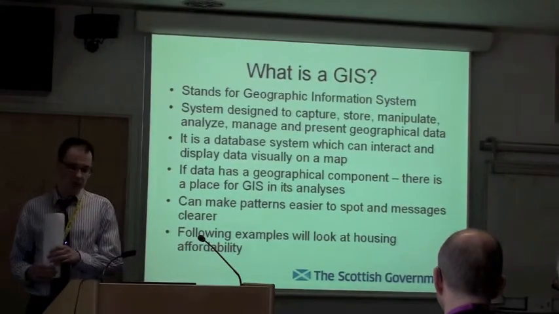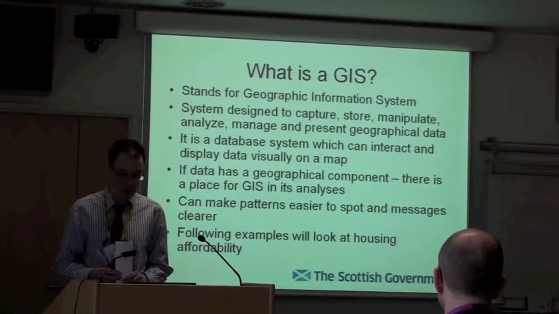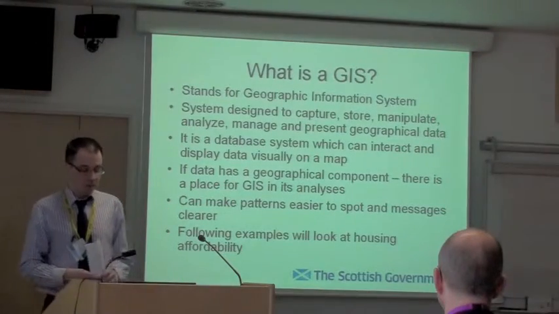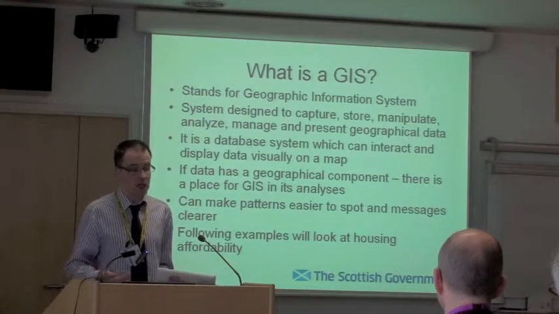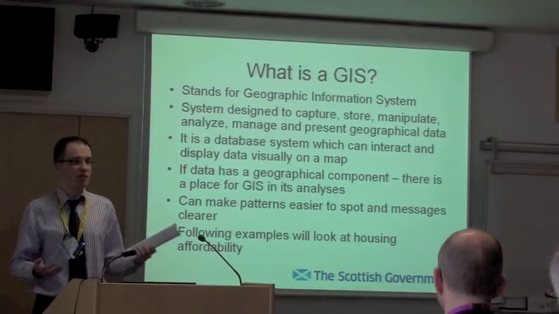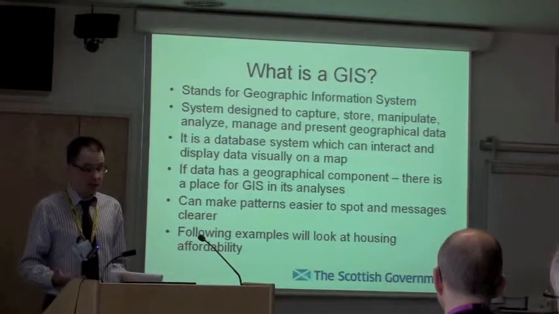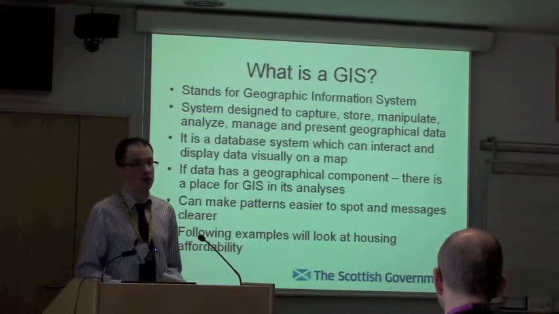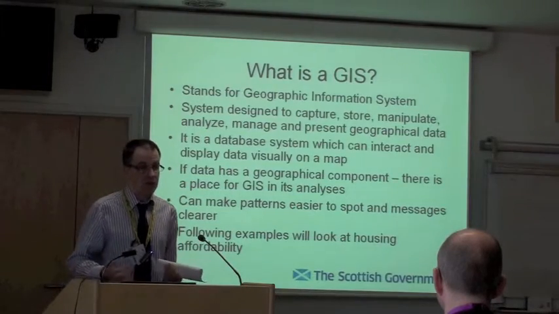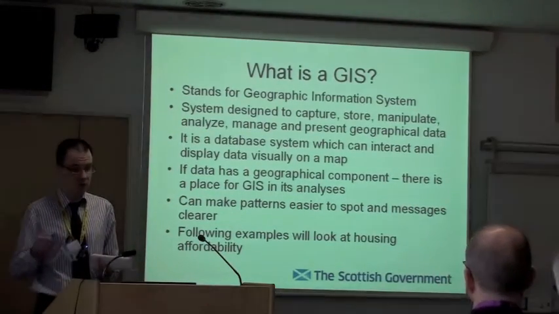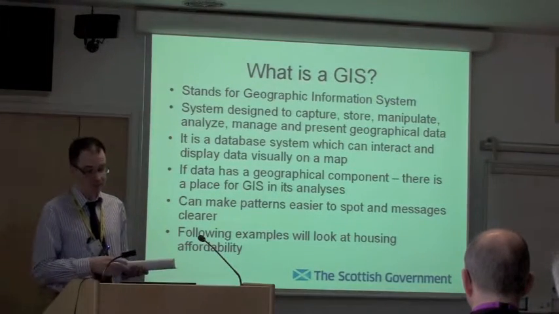GIS, according to Wikipedia, is a system designed to capture, store, manipulate, analyse, manage and present geographical data. It's a long-winded way of saying it's basically a database that interacts visually. So if you're more used to Access or Excel, a GIS can take that data and make it visual, and in many cases make it real, because that's what we're trying to do. We're trying to make the data sing, make patterns visible, look at trends, which is very difficult to do if all you're dealing with is tabular forms of data.